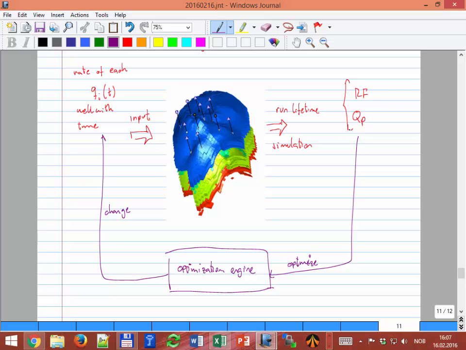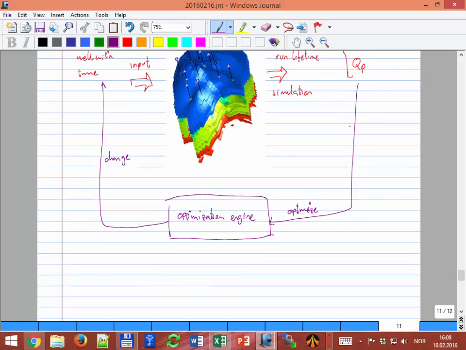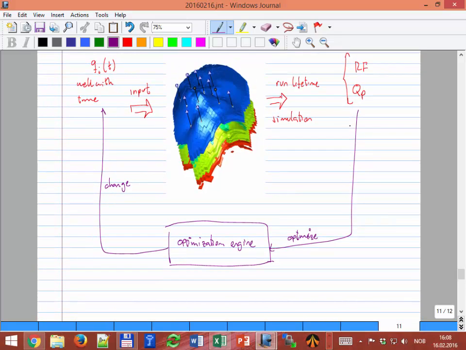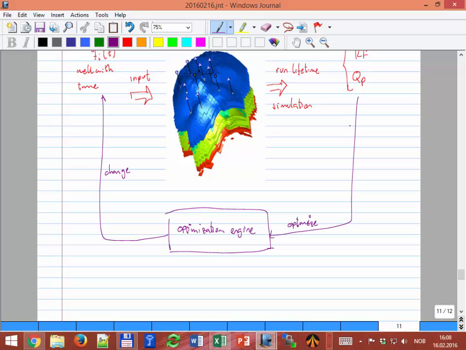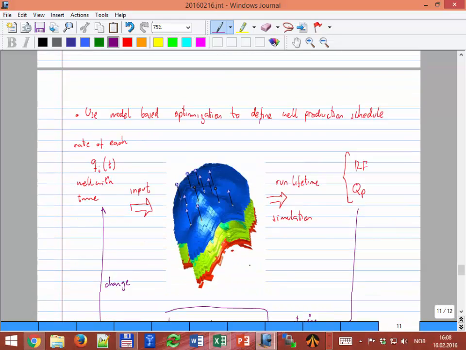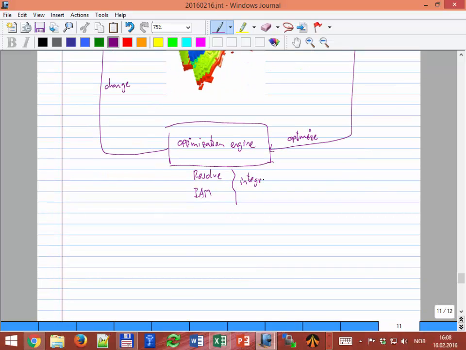Is this gap? No, well, that's another session also, but just to give you an example, that could be Resolve. There is another software called IAM. So this one usually we do with integrated asset modeling software. Because how is it possible to specify QI at each time? I don't think in Eclipse it's possible.